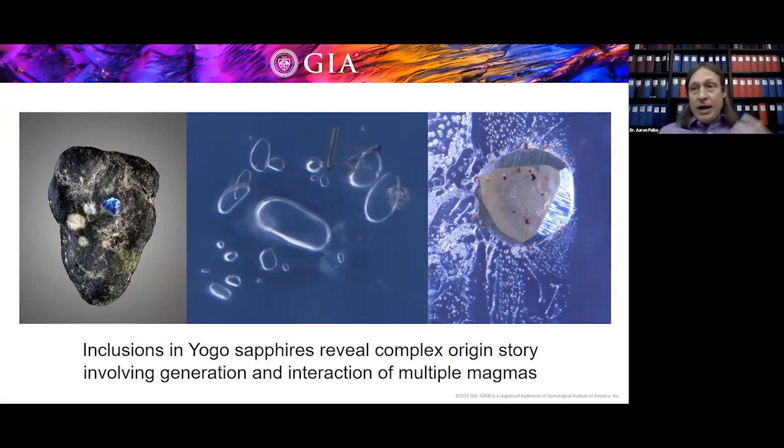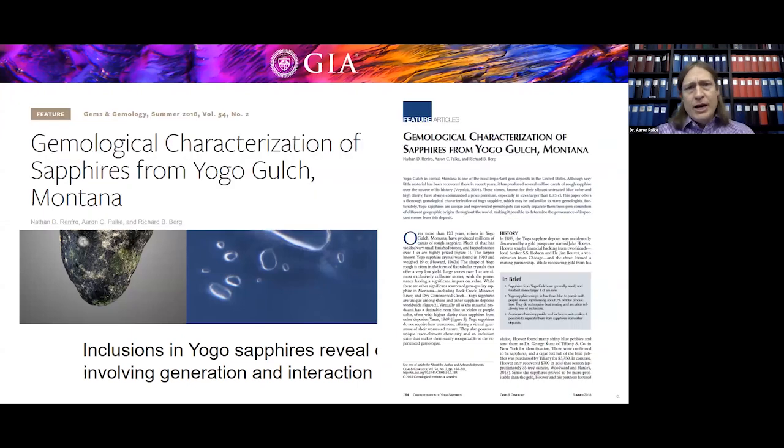So we have carbonatite melts, we have silicate melts, and we have an entirely different silicate melt, the lamprophyre. All of these magmas were present and in some way interacting with each other, leading to the formation of these Yogo sapphires. It's a really neat story how we can get a little more information about how these Yogo sapphires formed by looking at their inclusions. In the next slide, we're going to go into another story.